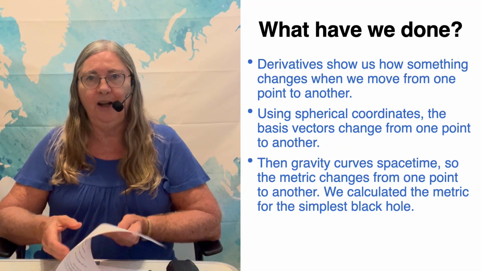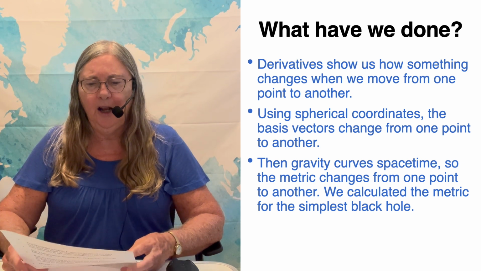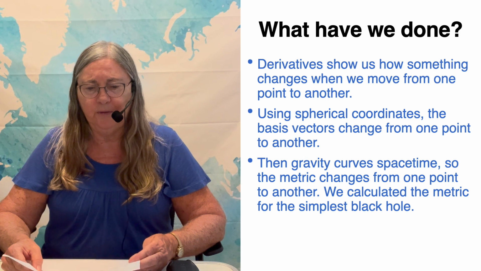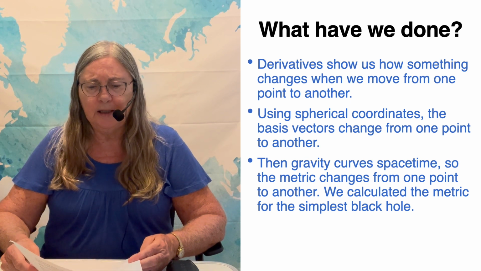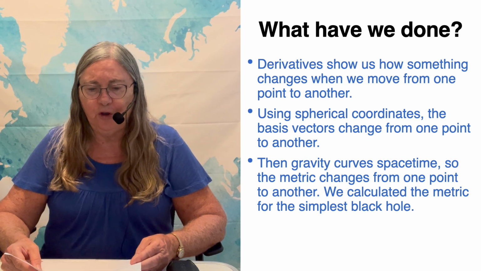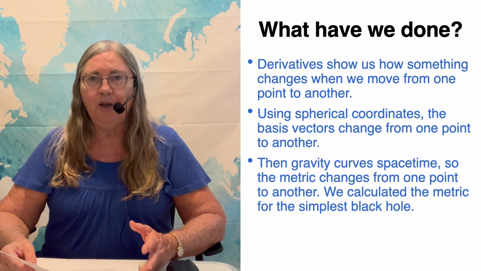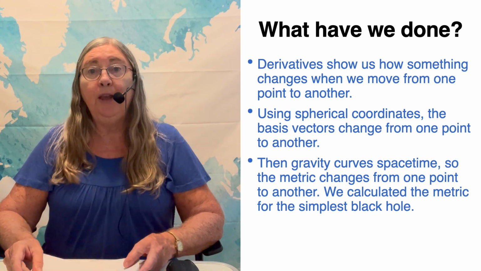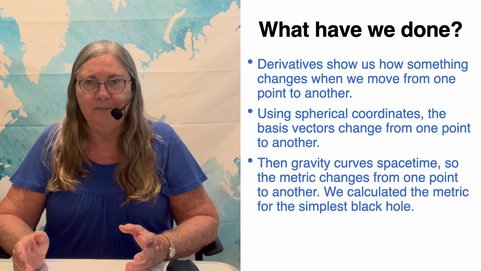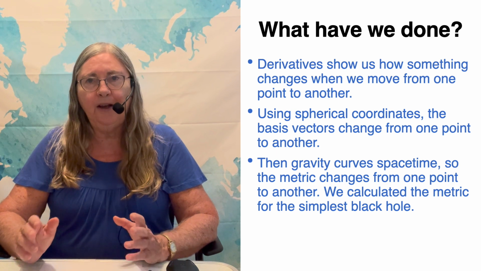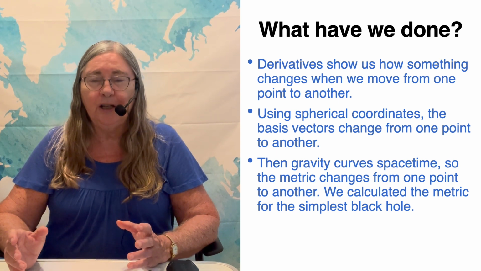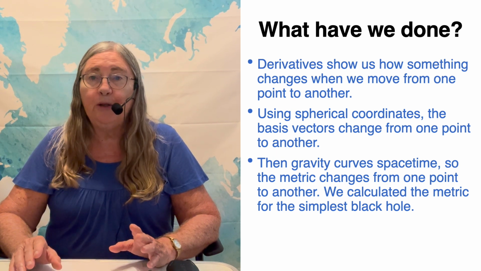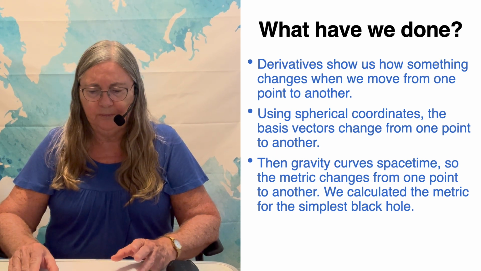So what have we done? Derivatives show us how something changes when we move from one point to another. With spherical coordinates, first of all, the basis vectors change from one point to another. So that gives us a lot of derivatives to deal with. And then gravity curves space-time. So what we calculate is how the metric changes from one point to another. We calculated the metric for the simplest black hole.